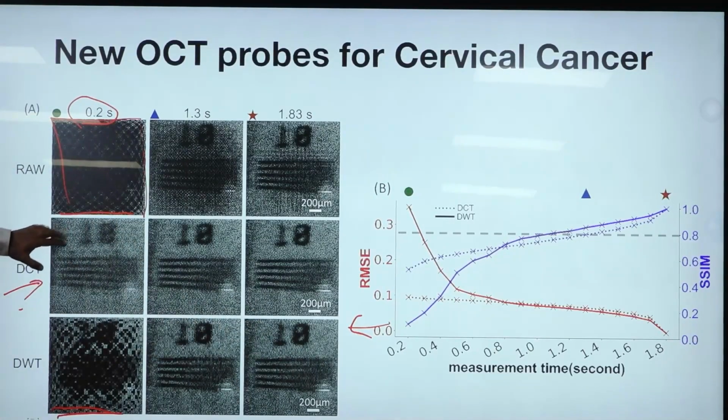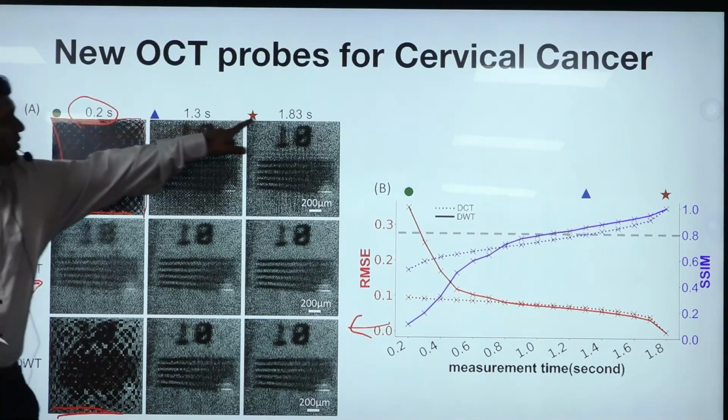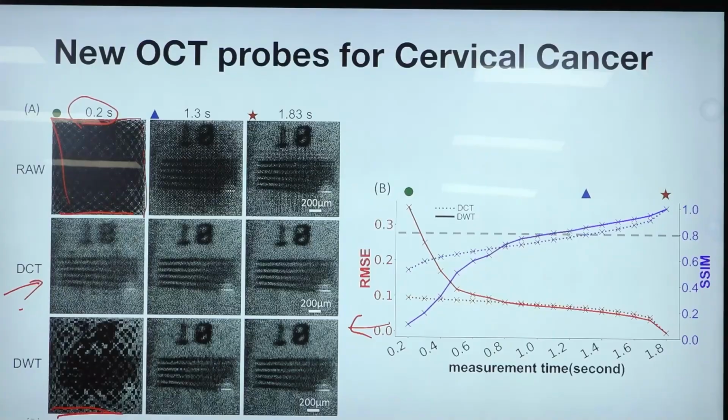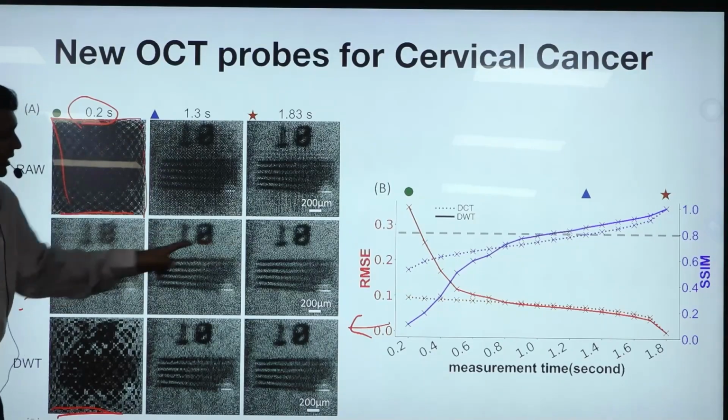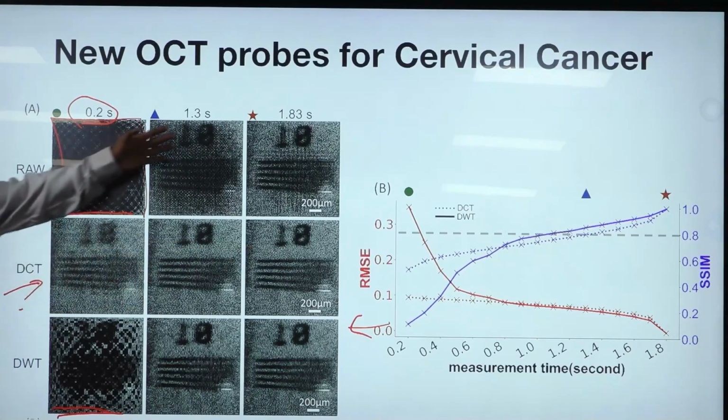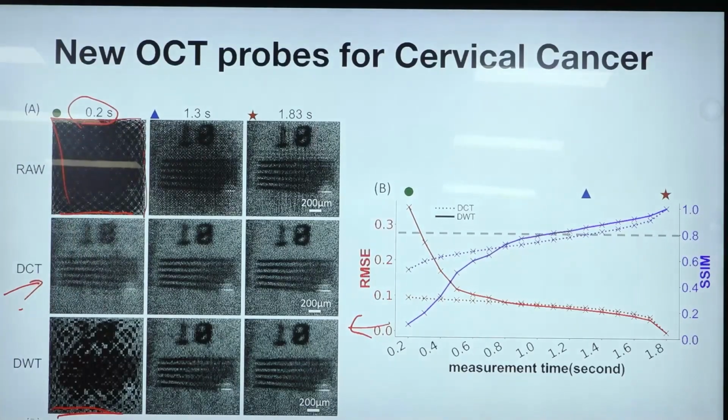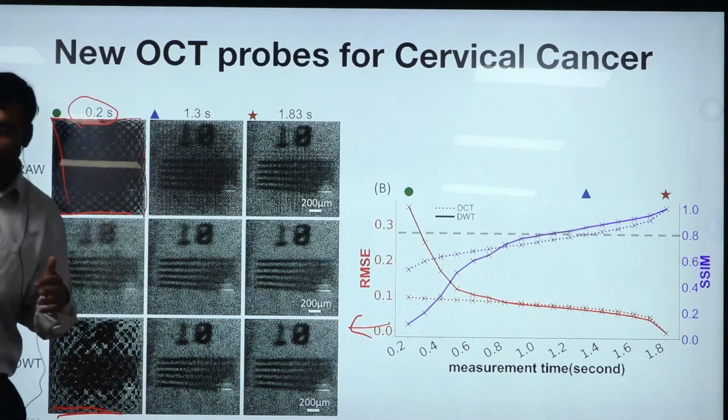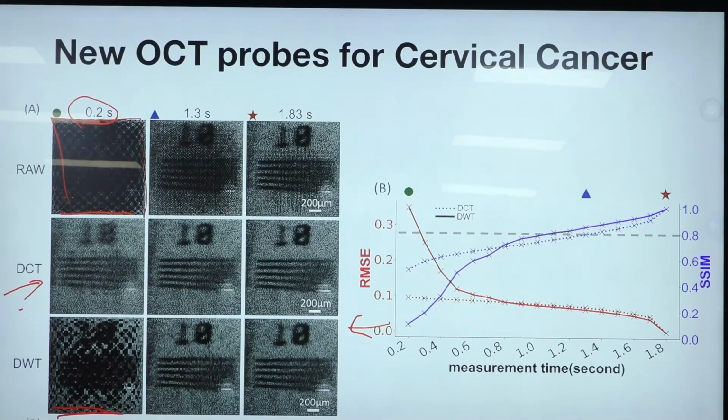It took 1.83 seconds to collect the full data, but with just 0.2 seconds, which is so much shorter, you can still get very close. You can already see that with the gaps filled in, it's getting close. And with 1.3 seconds, it's almost perfect. So instead of 1.8 seconds, 1.3 seconds is a fairly substantial 30 to 40% speed improvement by combining this kind of scanning with computational approaches.